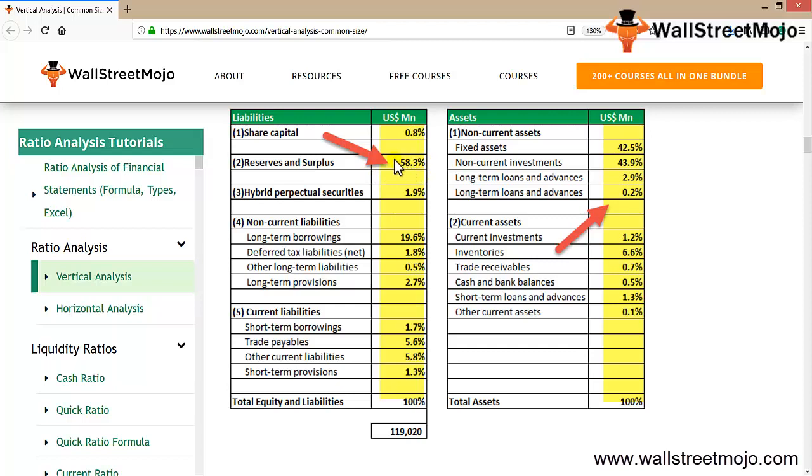The debt to equity ratio in this company is 19.6, that is the long term borrowing. You will need to divide this long term borrowing by the total, so you'll get 0.33%, which is completely low in this scenario.